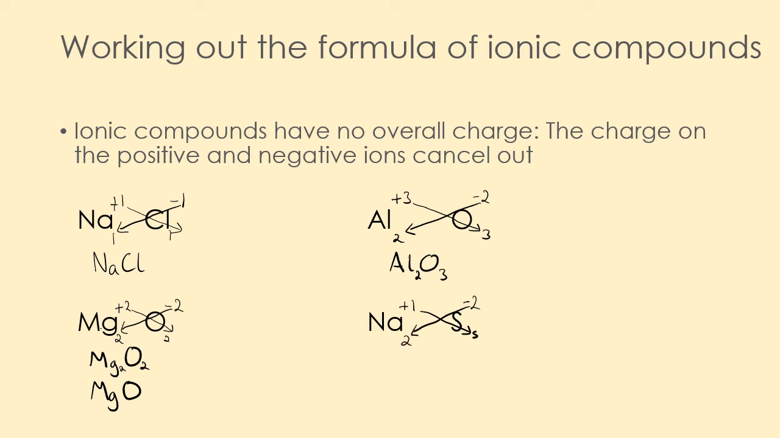That gives me, when I write it out, Na2S1. I don't need to write that 1, since writing S already means 1. So we get Na2S, and that is my formula for sodium sulfide. Again, please don't tell anyone that I've taught you this method.